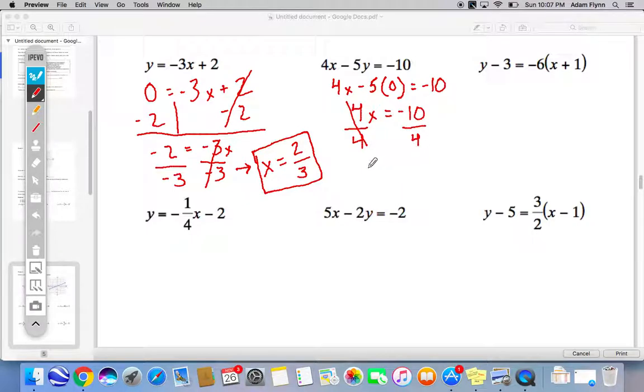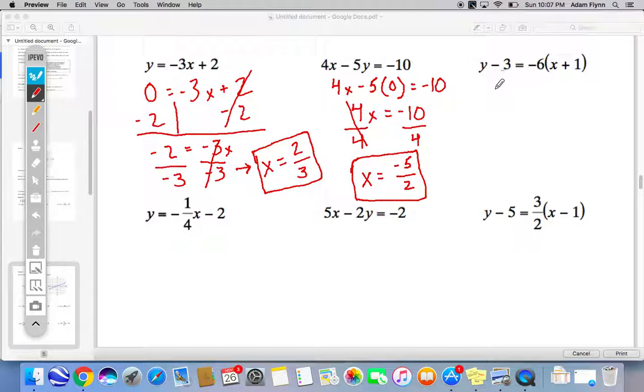Well, negative 10 and 4 are both divisible by 2. So I can rewrite this as negative 5 over 2. And we can just leave it like that as an improper fraction.